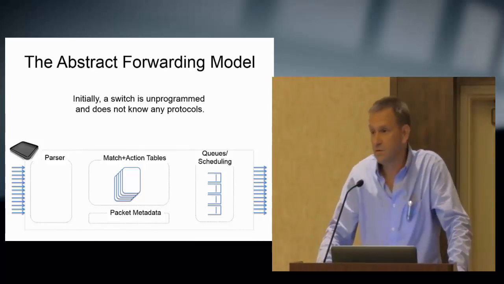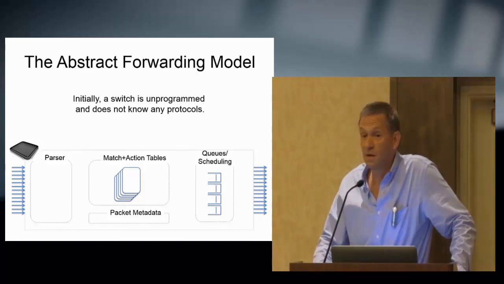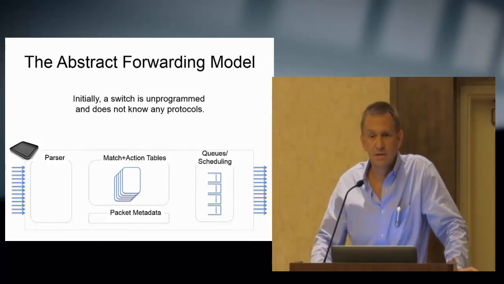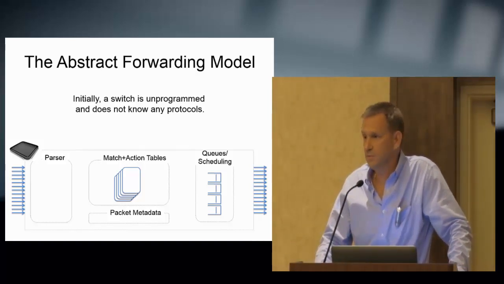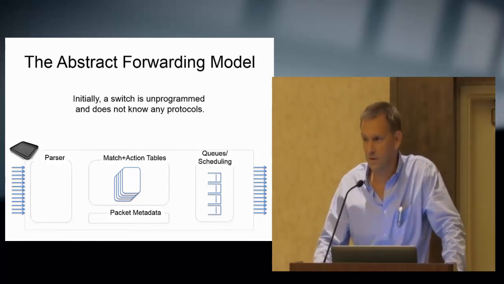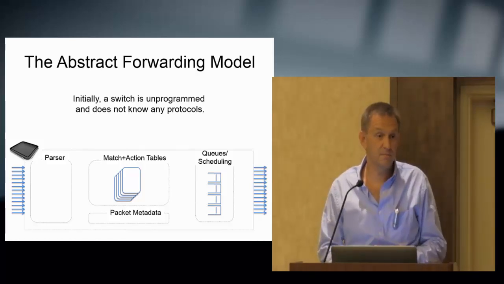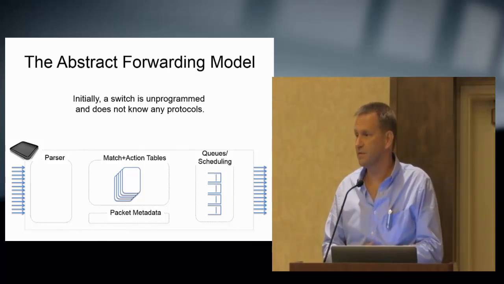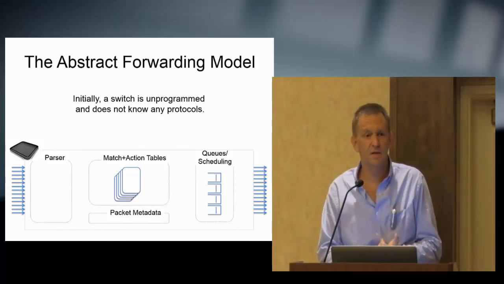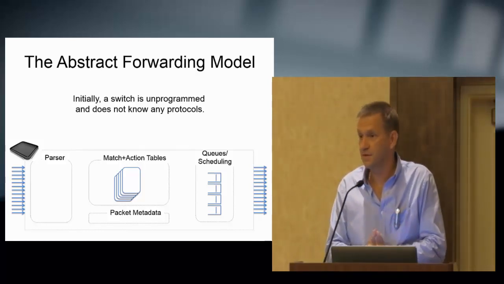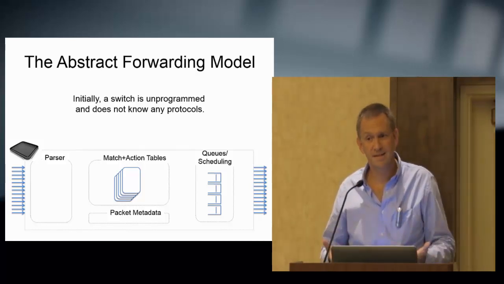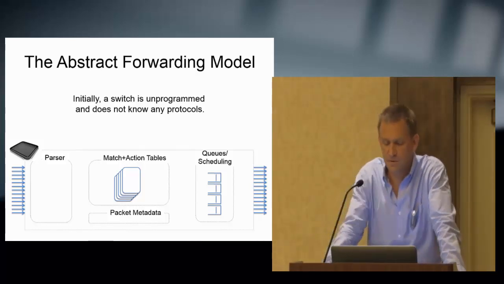Those match and action tables could be in series, they could be in parallel, they could be a combination of the two. There's nothing in the abstract forwarding model that assumes one model or the other. And there is assumed to be some metadata that's available for processing, things like the port through which the packet arrived, the time at which it arrived, things like that that would be helpful during the processing.